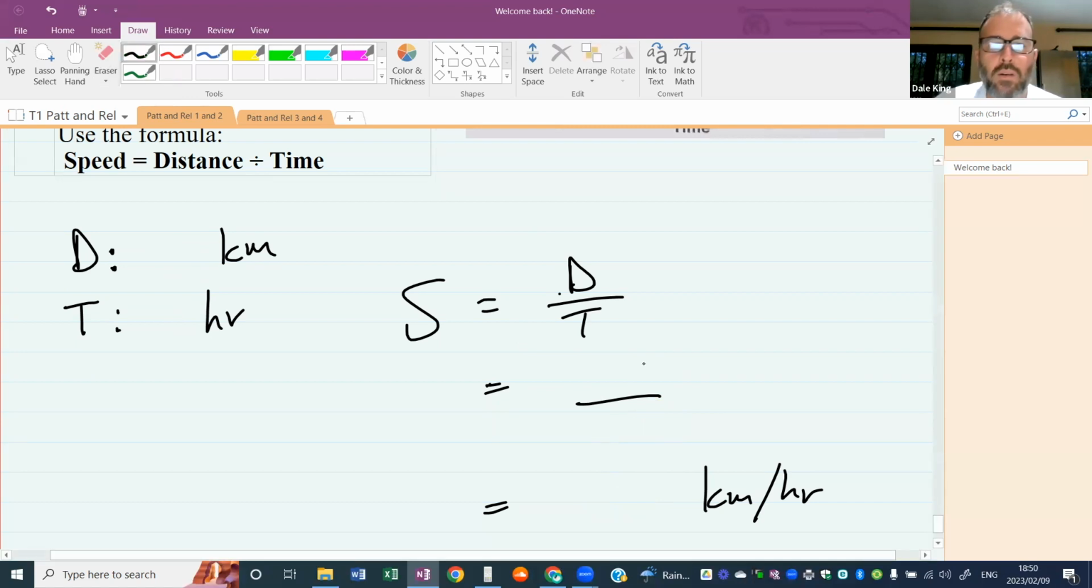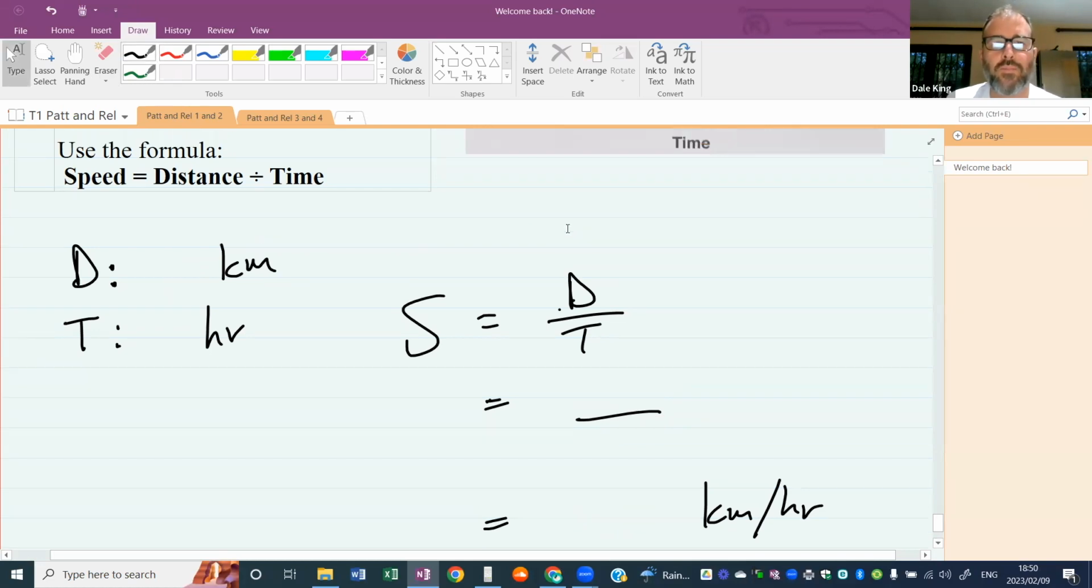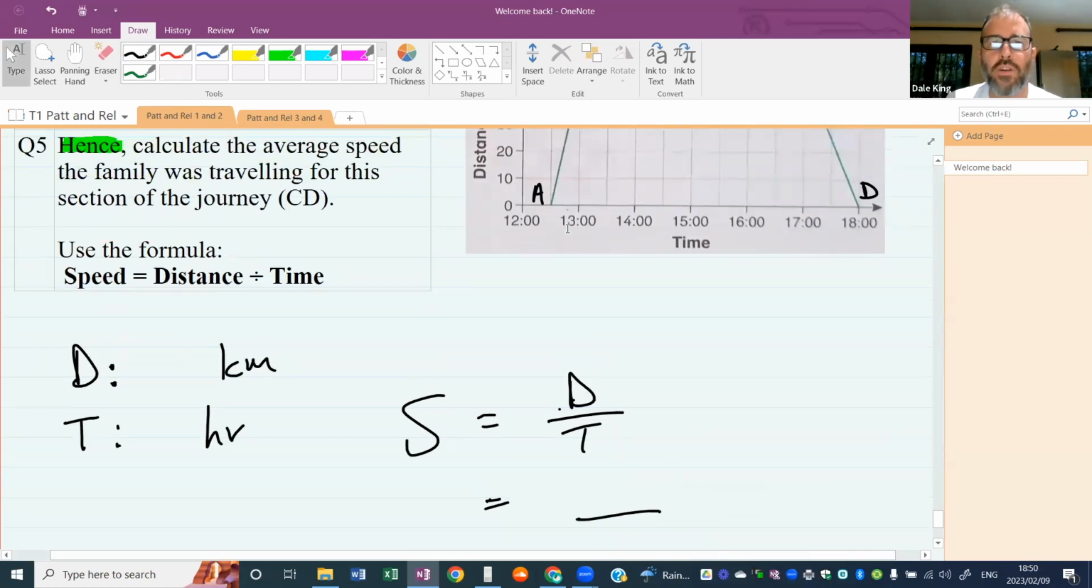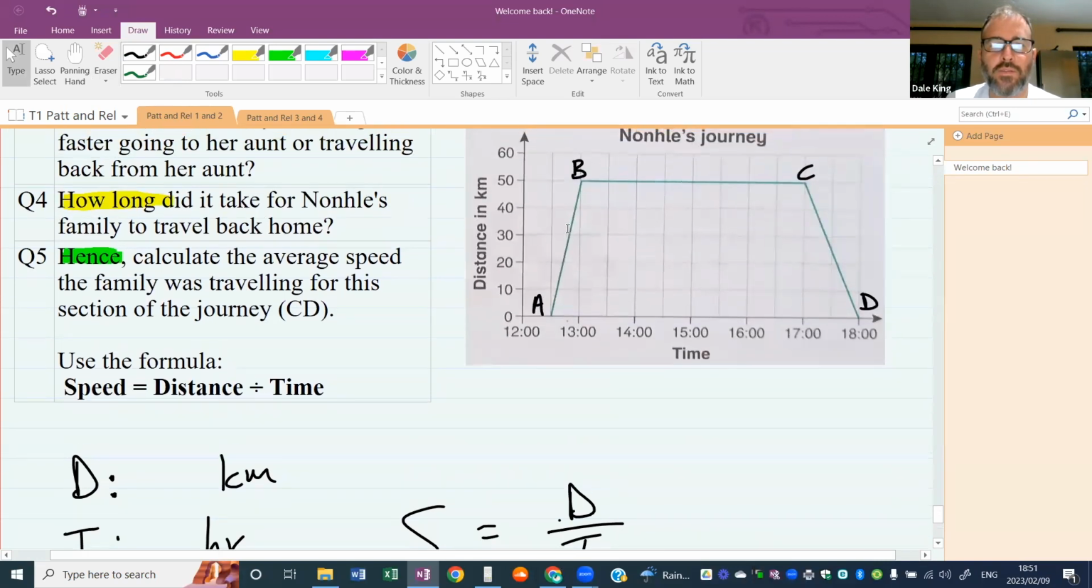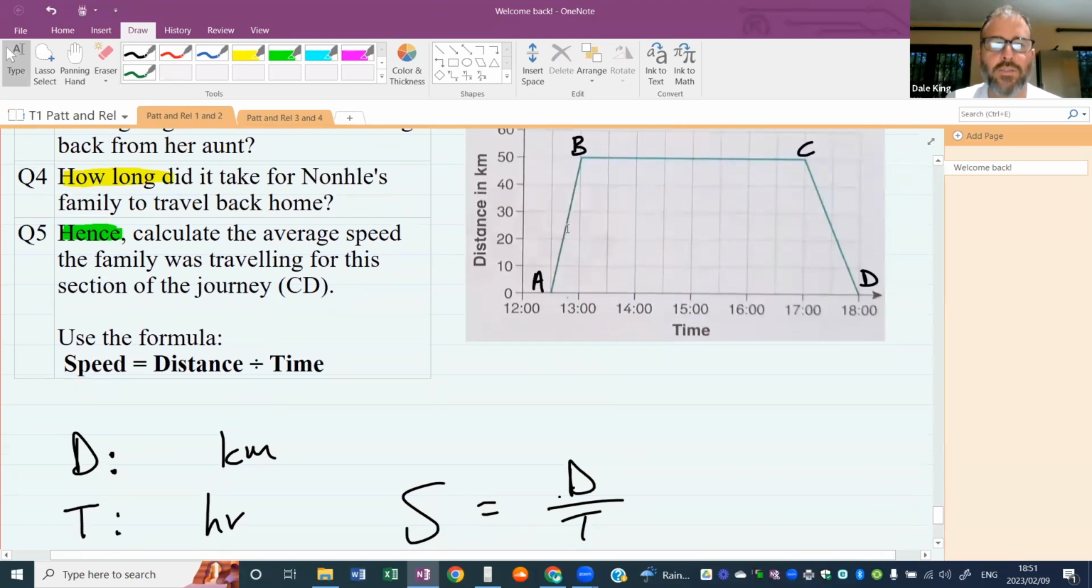All right, Babalo, do you want to talk to us and tell us how you got this answer? Yes. All right, go ahead. The distance still stays the same as 50 kilometers, but then since the time is no longer 1 hour, it's now 30 minutes, I think you say 0.50 to get it.